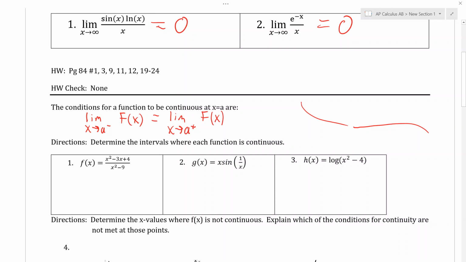But in order for it to be continuous, this has to equal f at a. There has to be a point there. Okay, that's continuity. That's the whole basic idea. The left side and the right side go to the same place, and there's a point there.